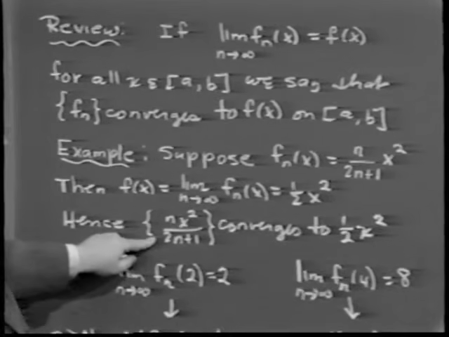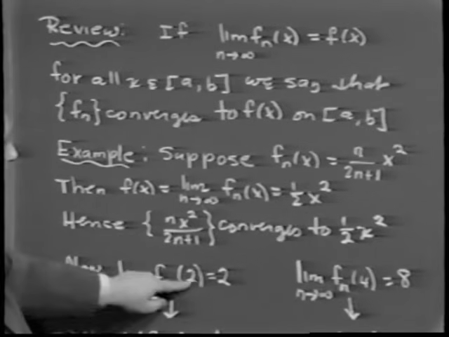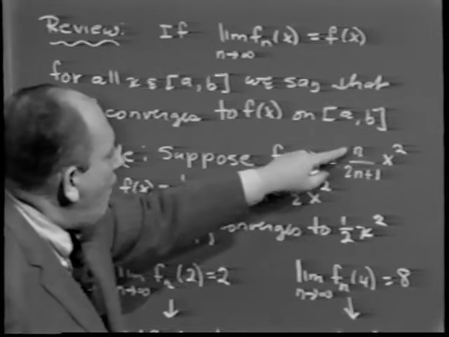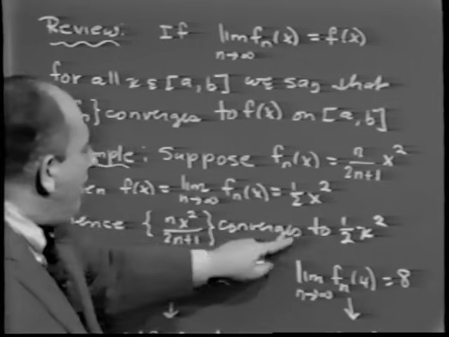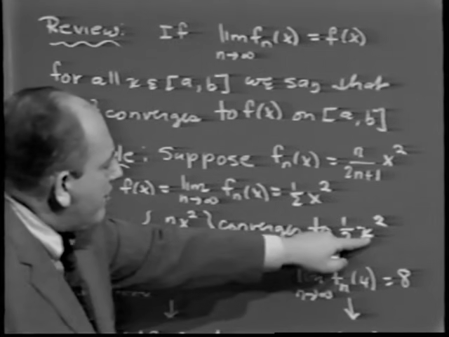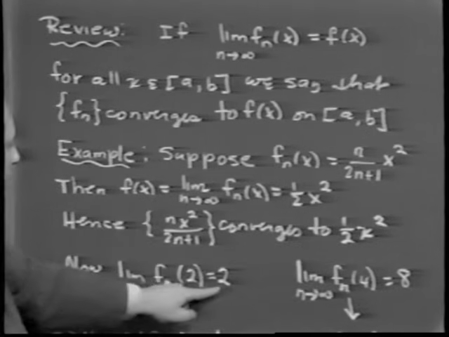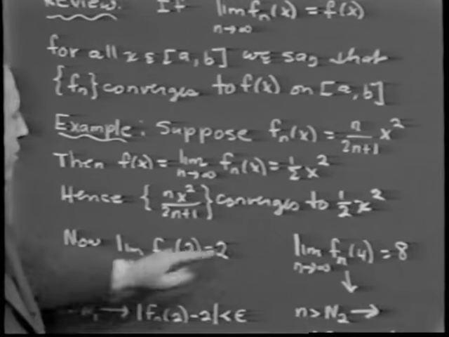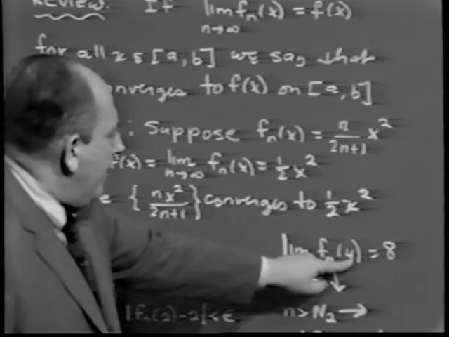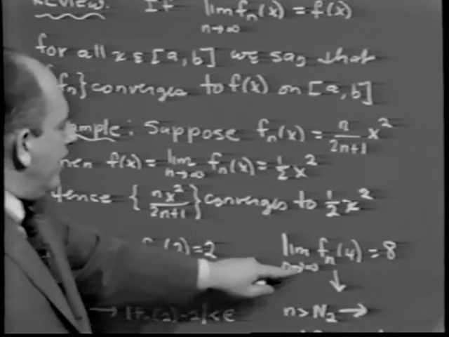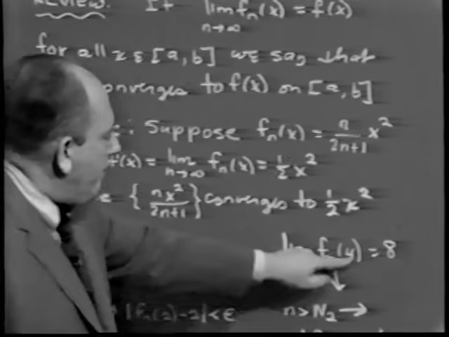In other words, let's see if we can look at a few specific values of x. For example, if I choose x to be 2, this says that f sub n of 2 is 4n over 2n plus 1. If I now take the limit as n approaches infinity, I'm going to wind up with what? 1/2, x is replaced by 2. 2 squared is 4. 1/2 of 4 is 2. In other words, the limit of f sub n of 2 as n goes to infinity is 2. In a similar way, if I replace x by 4, 1/2 x squared becomes 8, and so the limit as n approaches infinity of f sub n of 4 is 8.